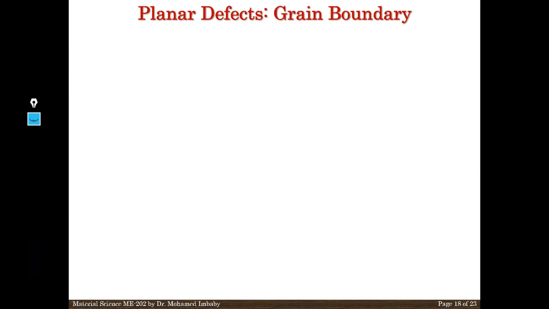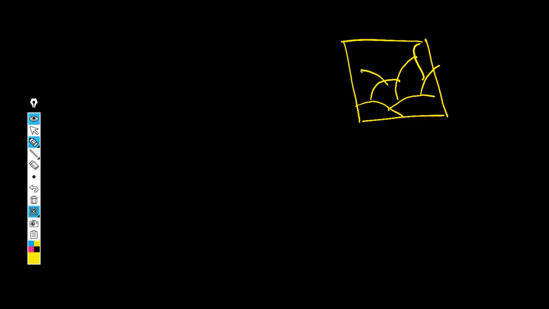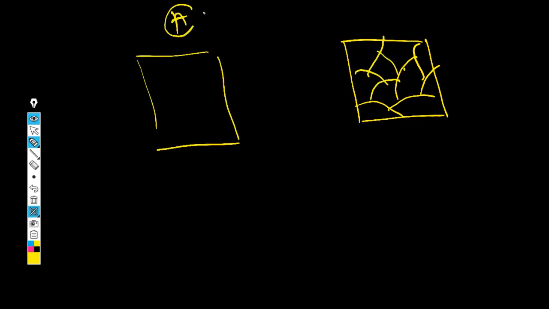How to calculate the number of grains? It's very important to understand because I have a question here. I will explain it at the end of this lecture. If I have time, I can finish it today. If I have grains like this, and I have another image, image A and image B, with grains like this.